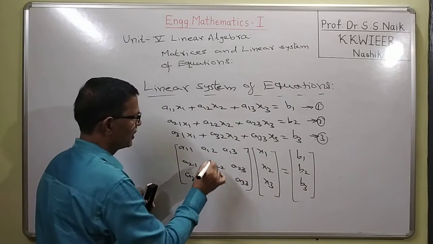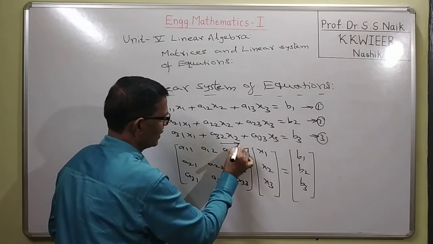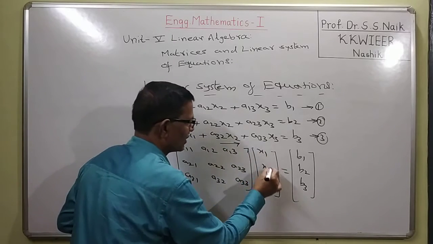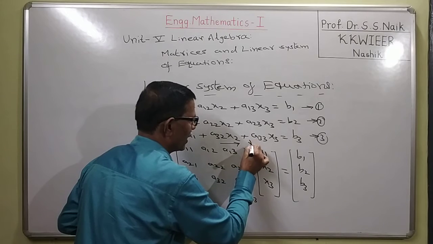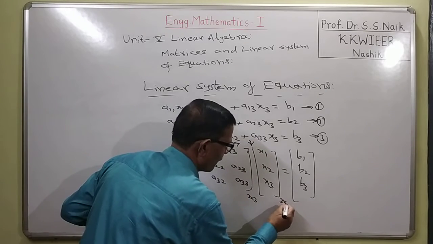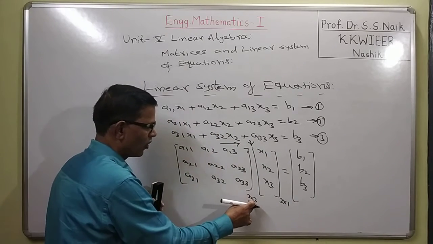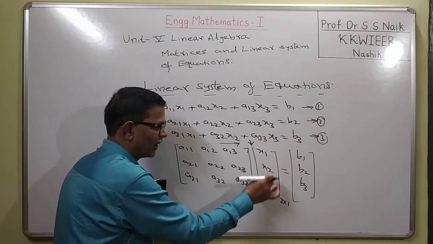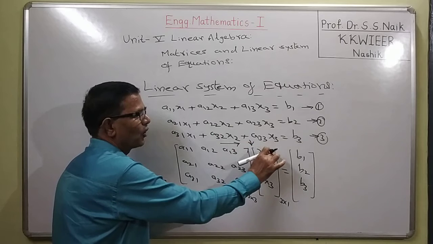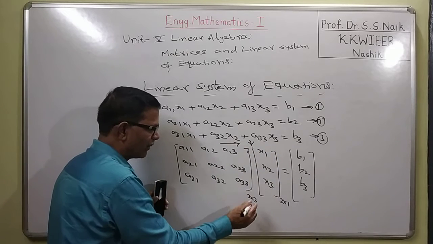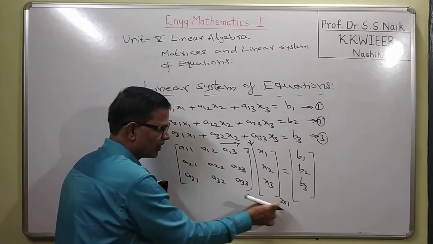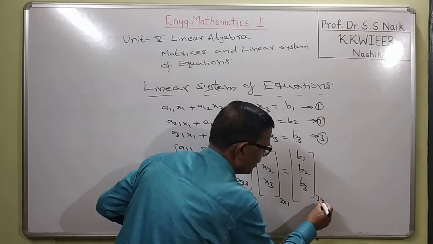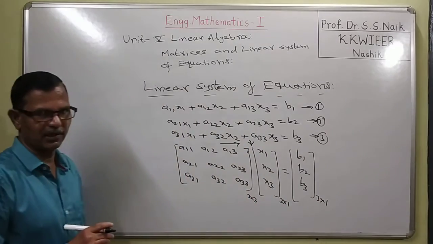Okay. Now here if you see, this is a 3 by 3 matrix. Okay. Then this is a 3 by 1 matrix. The number of columns of the first matrix is equal to the number of rows of the second matrix. Therefore, you can find the product. Okay. Now, when you find the product, you will be having a 3 by 1 matrix on the left hand side, and this also is a 3 by 1 matrix on the right hand side.